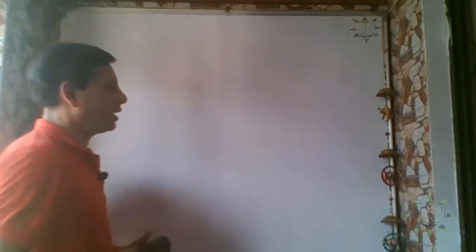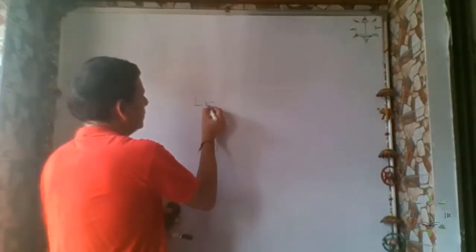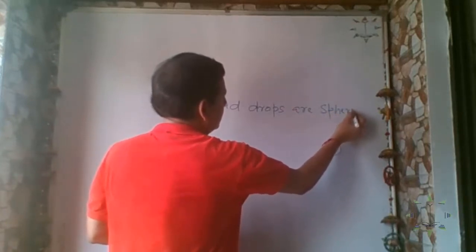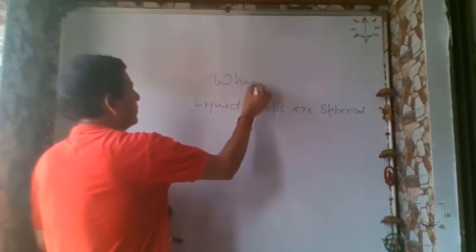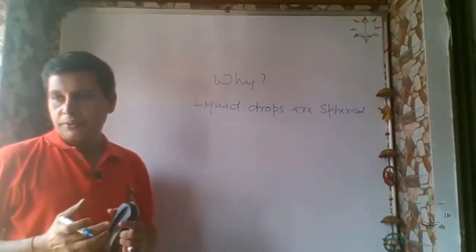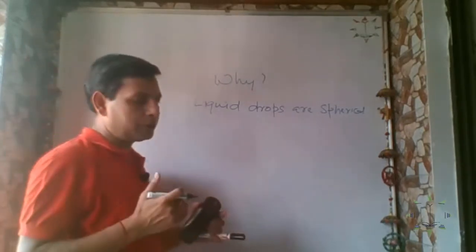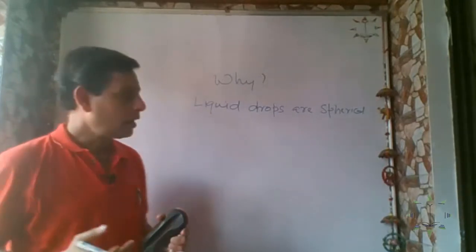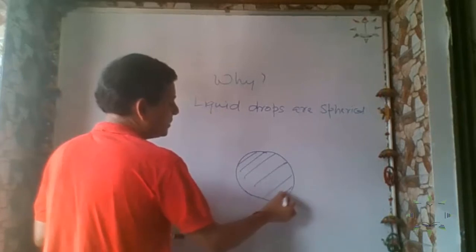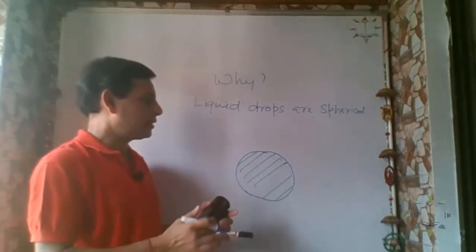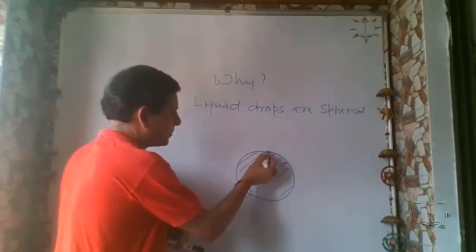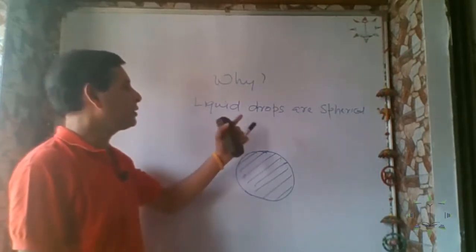Now the question that is normally asked: why are liquid drops spherical? What is the reason that the liquid drops are spherical? If you are given a certain volume of liquid, we can convert it into different geometrical shapes, and we find that only if it is a sphere is the surface area minimum. Had it been any other shape, like rectangular or three-dimensional, only the sphere has the minimum surface area.